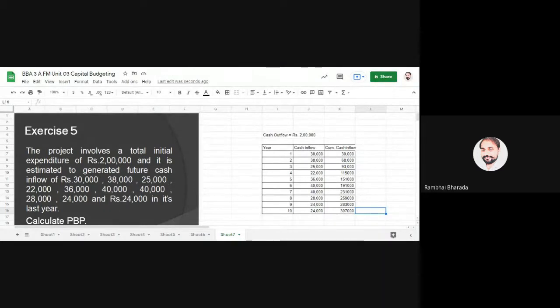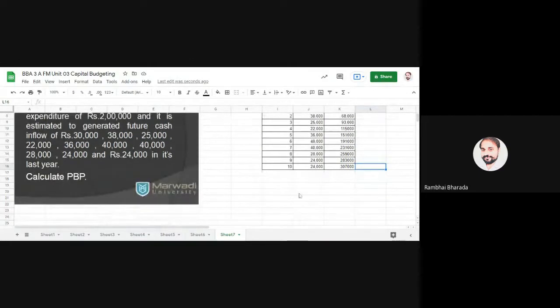Now compare the case inflow and case outflow. Here case outflow is 2 lakh rupees. Now in which year we have full recovery? In the seventh year, okay. In the sixth year we have 1,91,000. 9,000 difference is there. So it means our answer is in between the 6 and 7.